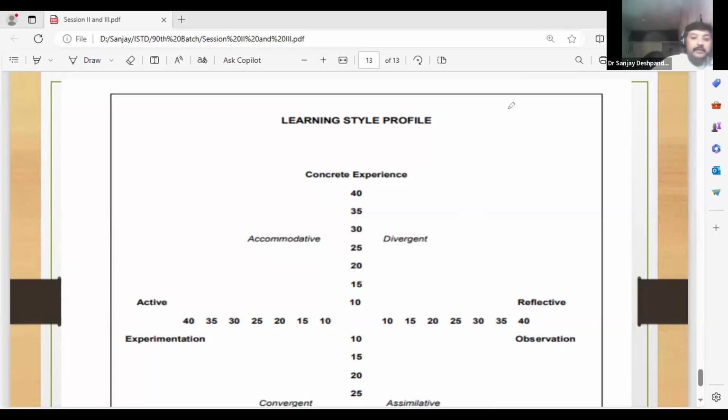Did you get your profile? Sir, I'm a little confused over here. Yes, please. Sir, my CE is 21, RO is 28, AC is 31 and AE is 20. Then your highest score is AC, 31. So your learning style is you learn by generating new ideas.